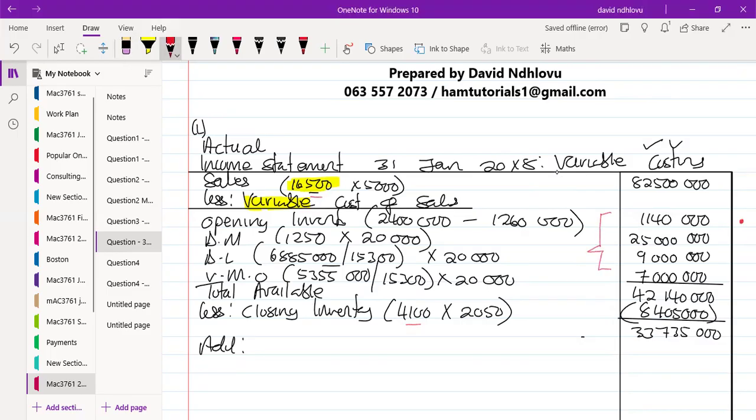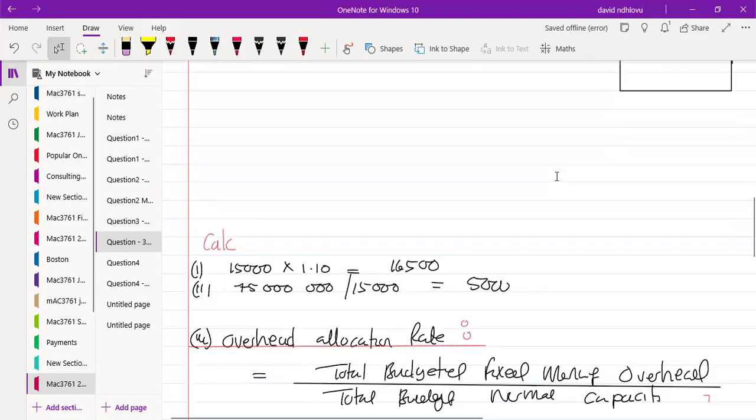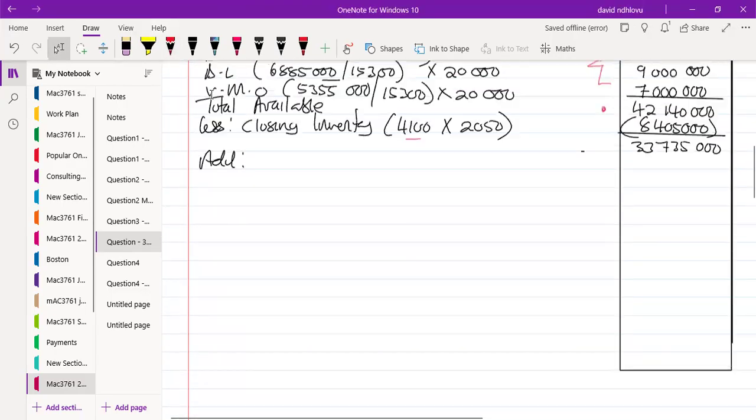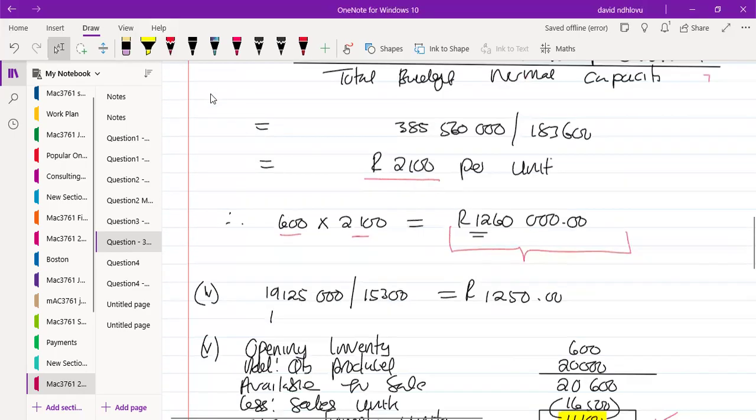We got 4,140 there. So if we were using the weighted average cost method, we're going to say 4,140 there.